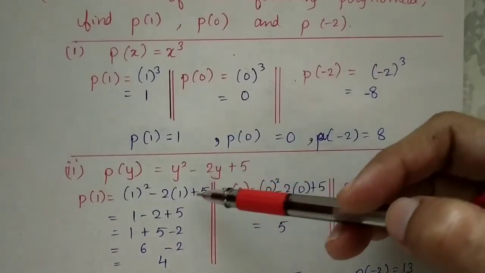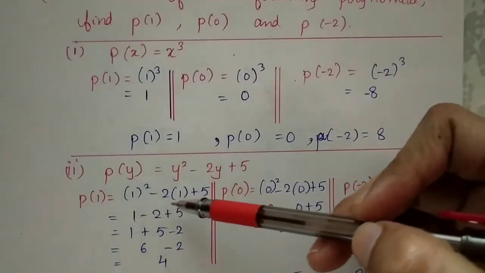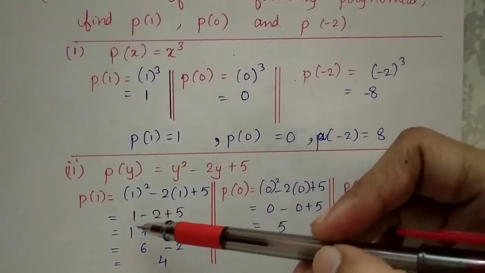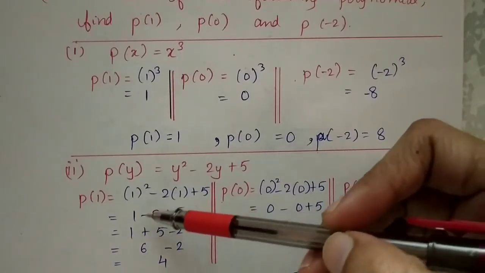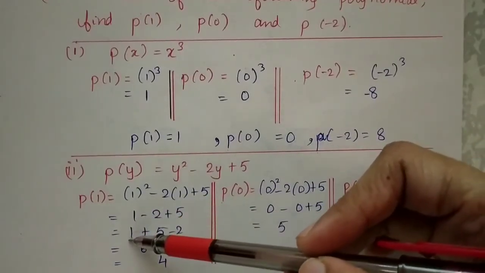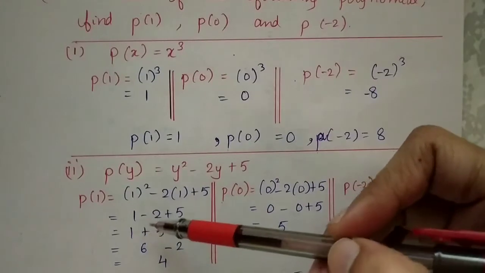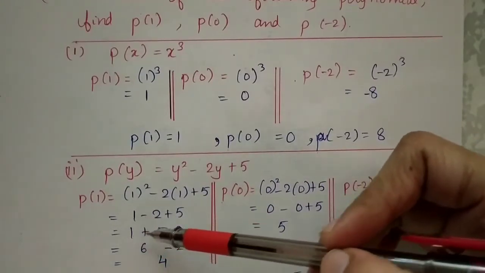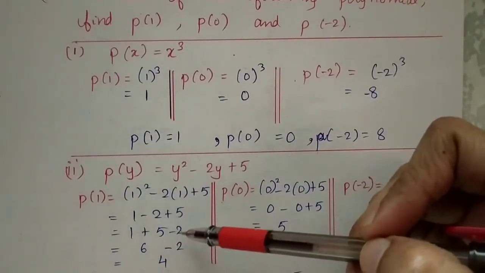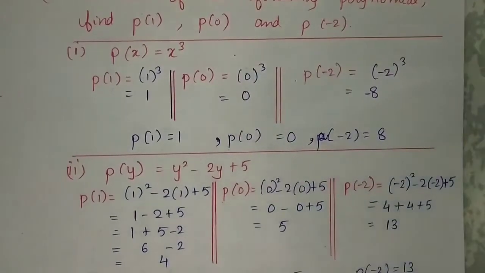Plus 5. Now 1 square is 1, minus 2 ones are 2, plus 5. I have told you earlier that when you have minus and plus, you add first. So the first number we write here is plus 5, and minus 2 we write behind. So 1 plus 5 is 6 and minus 2. So 6 minus 2 will be 4.